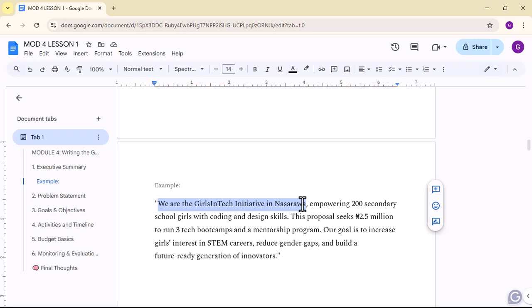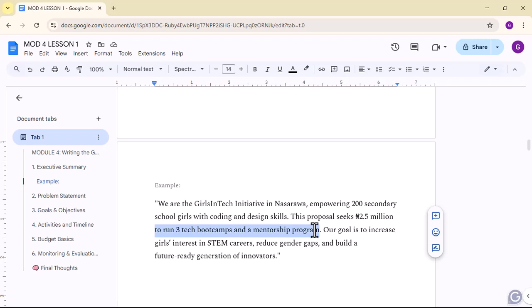Now, they've also mentioned their goal. Their goal is the impact they intend on creating: to increase girls' interest in STEM careers, reduce gender gaps, and build a future-ready generation of innovators. And they are seeking a total package of 2.5 million naira to do what? To run three tech boot camps and a mentorship program. So this is very concise, very detailed, yet short, right?